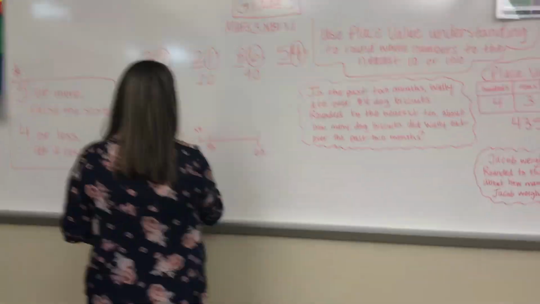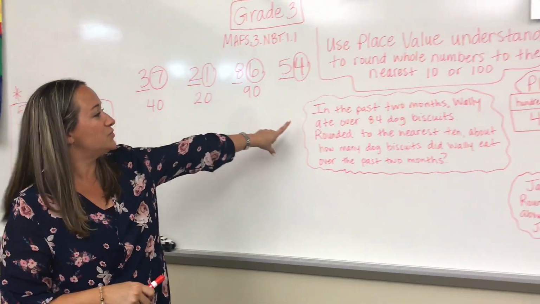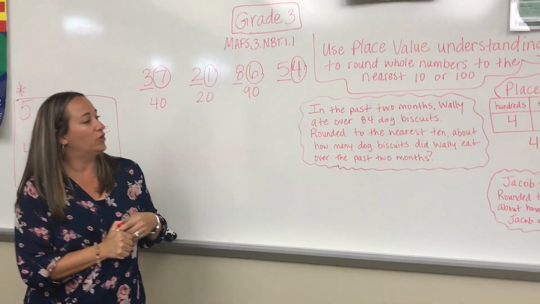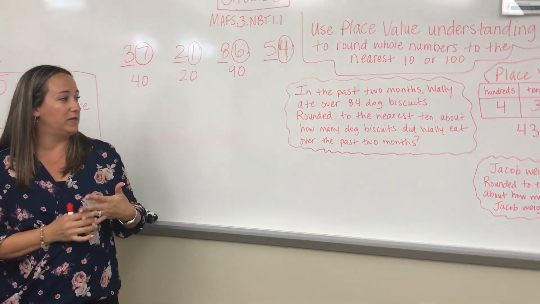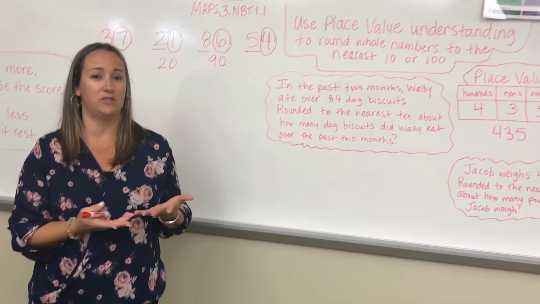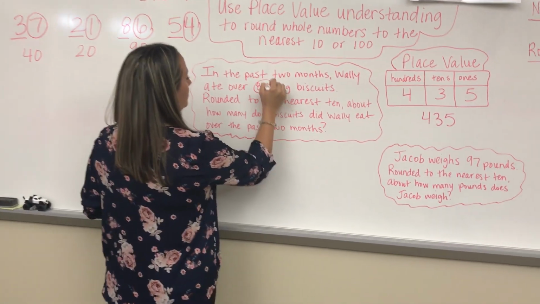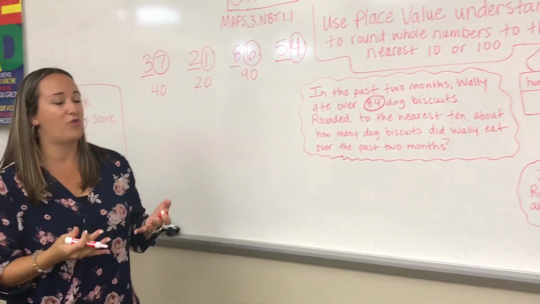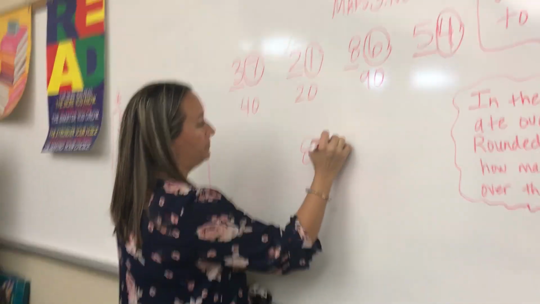Okay, we have a few word problems here. This one is, in the past 2 months, Wally ate over 84 dog biscuits. Rounded to the nearest 10, about how many biscuits did Wally eat over the past 2 months? So the number that we're looking for is 84. We want to round that to the nearest 10. So we have the number 84.